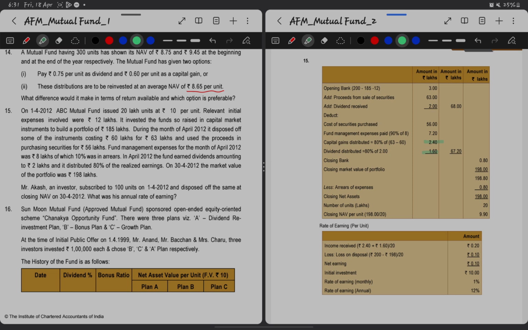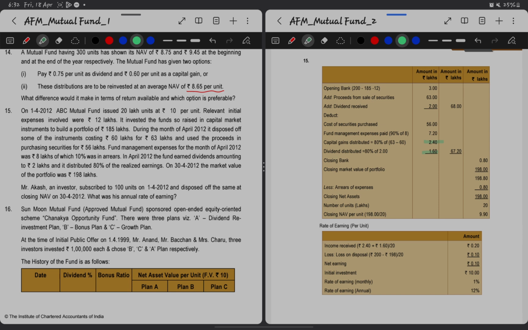During the month of April 2012, it disposed of some of the instruments costing 60 lakhs for 63 lakhs and used the proceeds in purchasing securities for 56 lakhs. Fund management expenses for the month of April 2012 was 8 lakhs, out of which 10% was in arrears. In April 2012, the fund earned dividends amounting to 2 lakhs and it distributed 80% of its realized earnings.